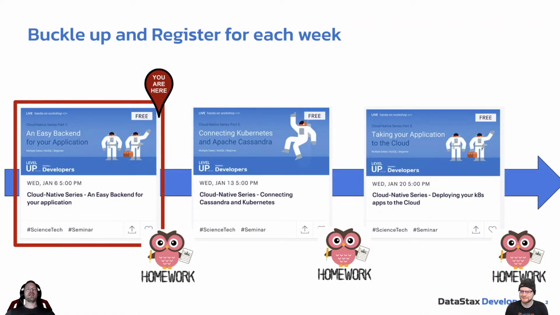So, hello, everybody. And just to give you a start into what to expect: today is actually part of a multi-episodic series, if you will. But we're starting with the first one, an easy backend for your application. So really what we're going to focus on here today are the backend CRUD operations that you would need and use to work with a Cassandra database.